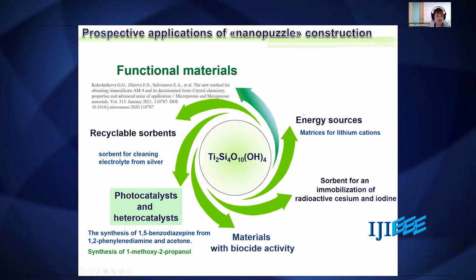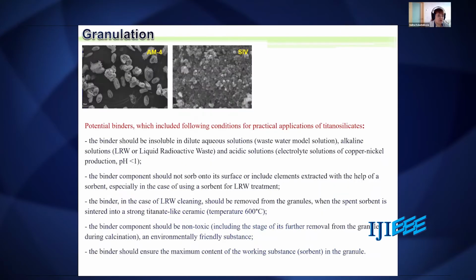And the next practical application is the energy sources. So we can use these materials as the matrices for lithium cations, for example. And nowadays, we have a problem with the granulation of these materials, because if we would like to use it in a practical application, first of all, we should know how we can obtain it in the granulation form.